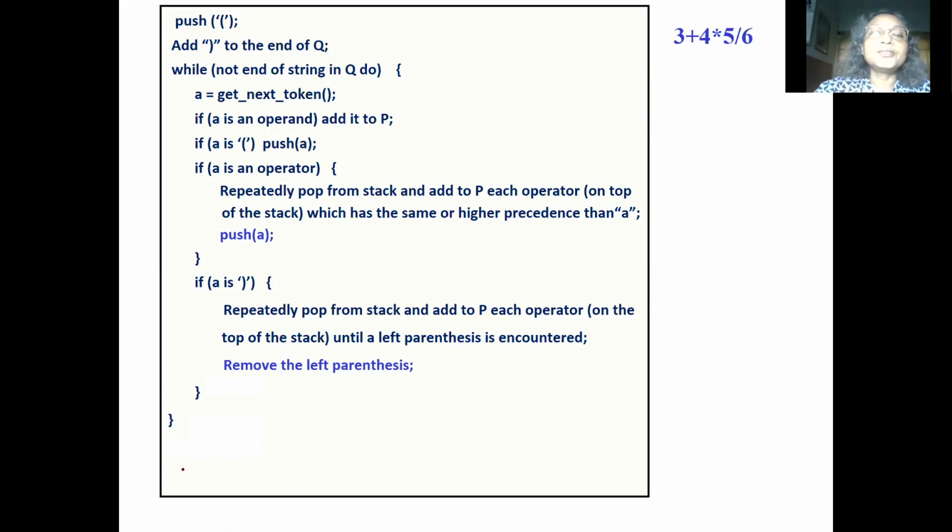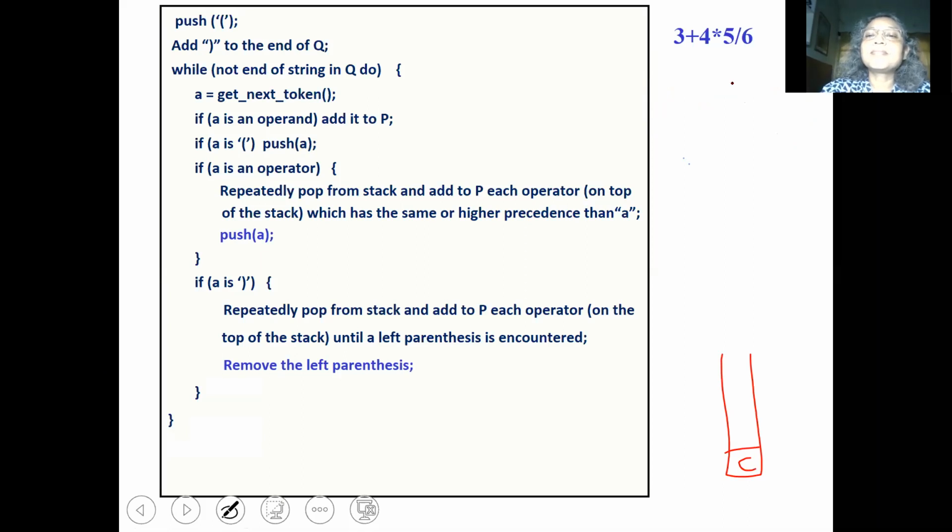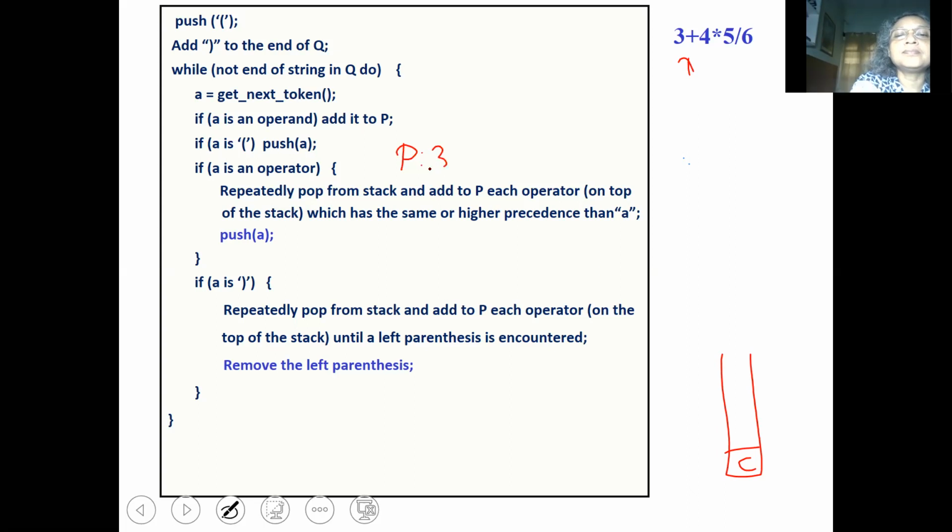So let us look at the algorithm. What we have said is that we have a stack, and in the stack we first add the left parenthesis. Then we get the next token. If the next token is 3, so 3 is an operand. So we directly, let me just put P here. So this is Q. So we add 3 directly to P.